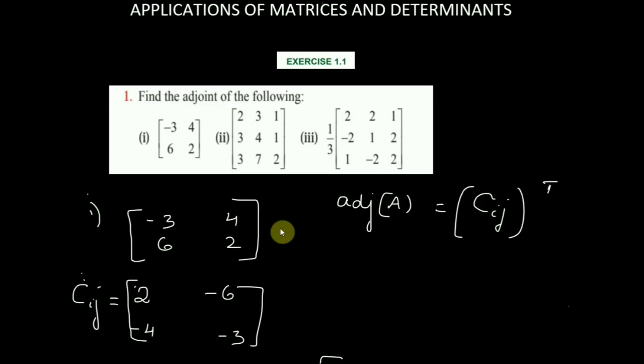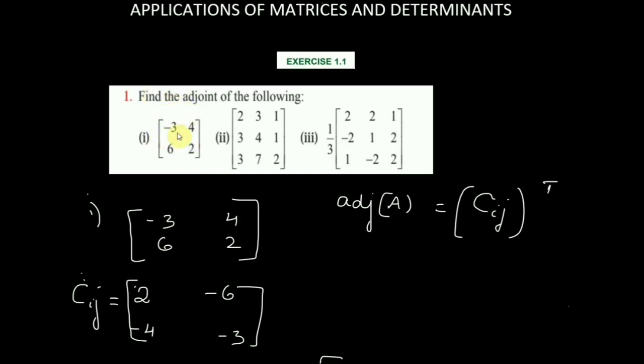Hello students, today we'll do exercise 1.1. Question number 1. Find the adjoint of the following. So first question, minus 3, 4, 6, 2. So how do you find the adjoint? You have to find the cofactor matrix and then take the transpose.